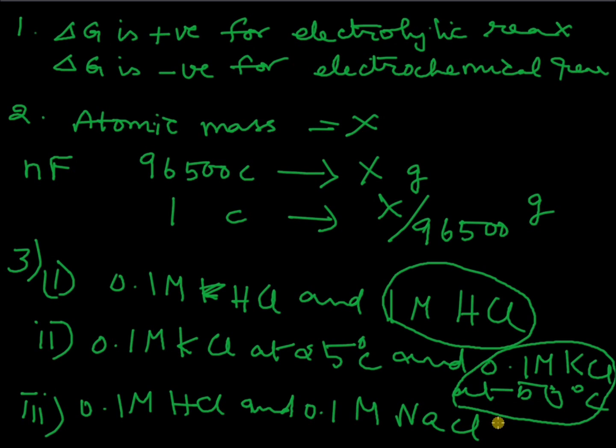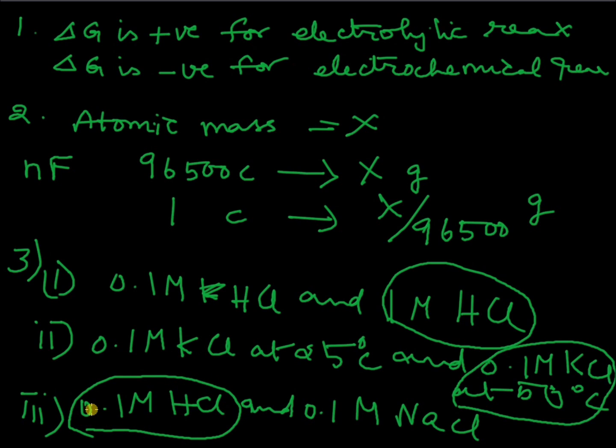In the first solution, you have H plus ions and Cl minus ions. In the second solution, you have Na plus ions and Cl minus ions. So, the point of comparison should be only the size of the ion. Na plus being a larger ion should have lower or higher mobility? A larger ion will have lower mobility. Hence, the first solution will have higher mobility and higher conductivity in this case.